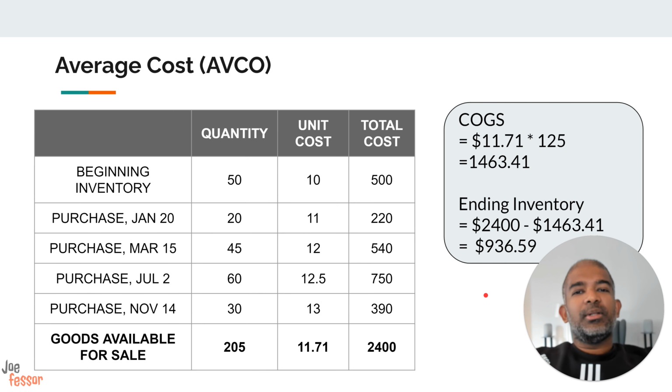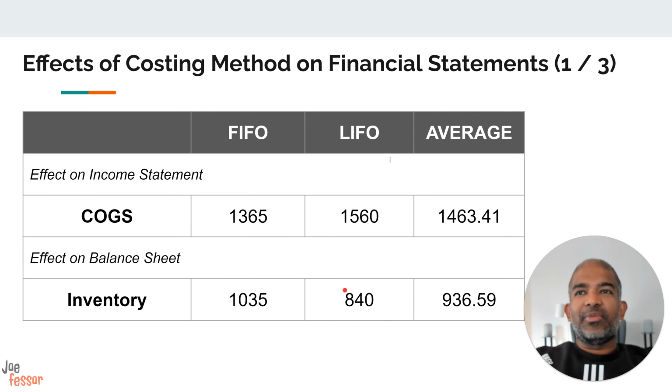In this example, we considered a scenario where costs were rising with time. So the beginning inventory was valued at $10 per unit, and with time you can see that the costs are rising. How does this impact the various financial statements? Here I've just tabulated the results of the previous exercise. Under FIFO, this is the cost of goods sold and this is the value of your ending inventory, and likewise under LIFO and also using the average costing method.